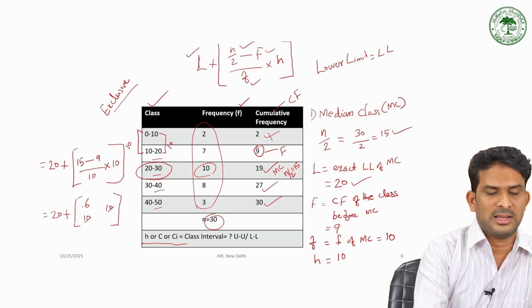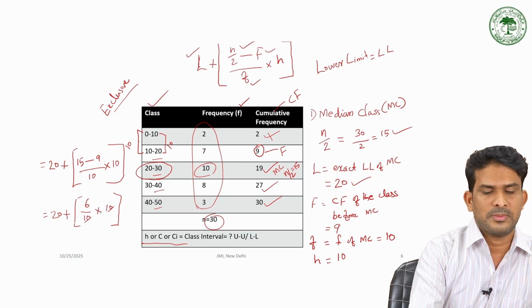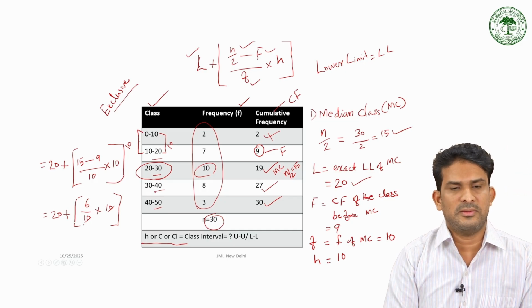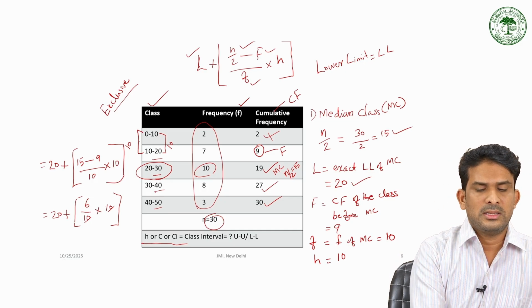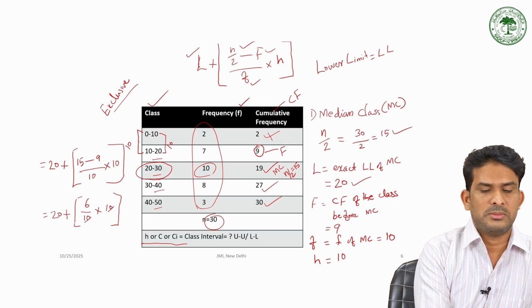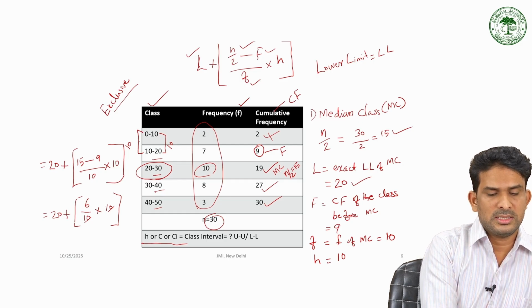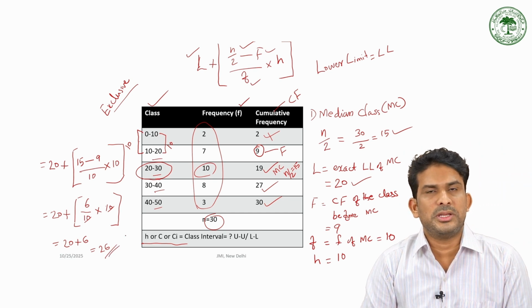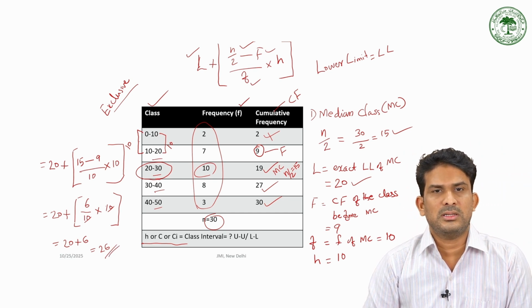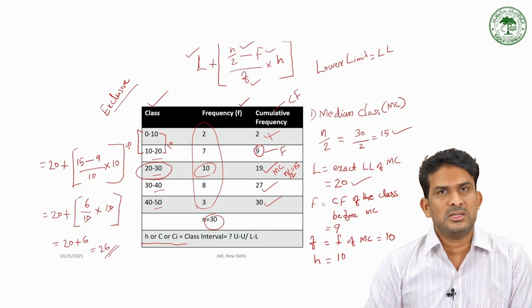Sorry, let me drag it again. This 10, 10, 10, I have just cut as it is, numerator and denominator, because this is 10 by 10, 10 by 1, right? Now I just wanted to mention it as 20 plus 6. This is 26. I got the answer 26, the median of the distribution.